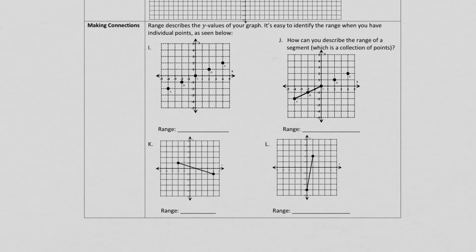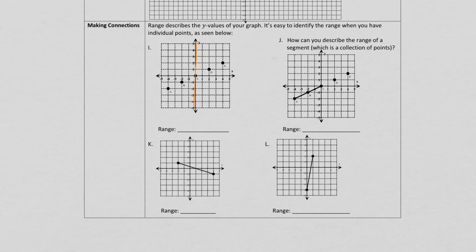So we're going to practice finding our range. Range describes the y values of your graph. It's easy to identify the range when you have individual points as seen below. So we're going to work on example I. Remember, we're looking at where it hits on your y-axis. So I highlighted the y-axis. I'm going to take one point at a time.